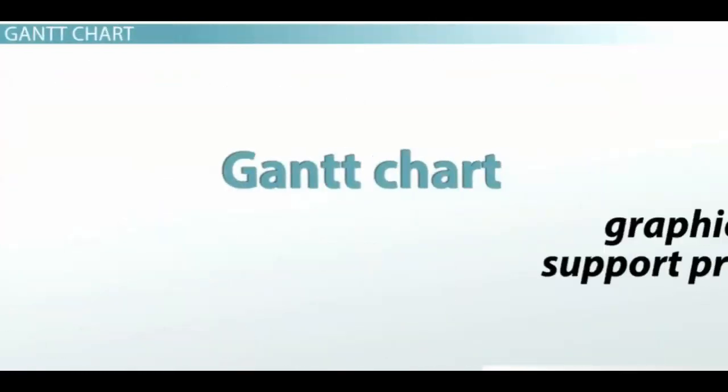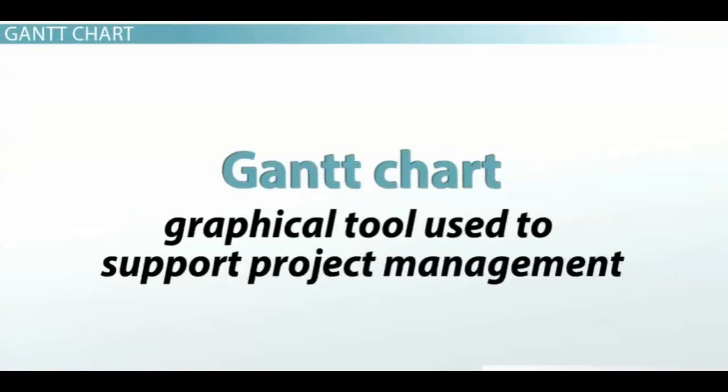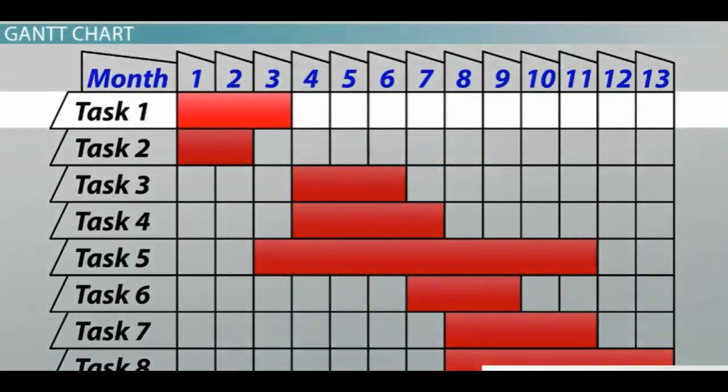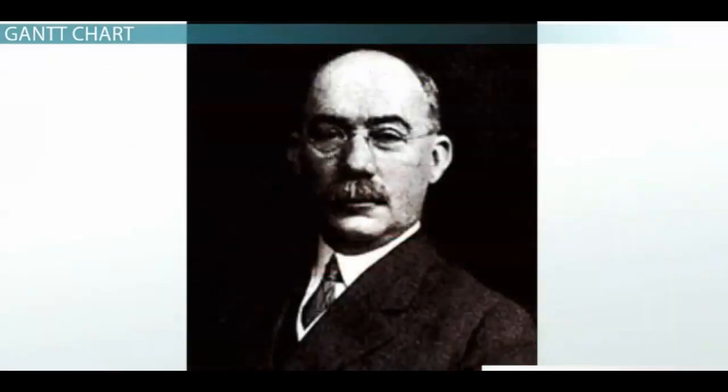A Gantt chart is a graphical tool used to support project management. The chart is essentially a grid or table that lists activities and deadlines. Each activity is listed on a single row of the grid. The columns of the grid represent time periods, such as weeks, months, quarters, or a whole year. Horizontal bars are used to indicate the start and end date for each activity. The term Gantt is a tribute to Henry Gantt, who came up with the idea to represent a project schedule in the form of a chart in 1910.